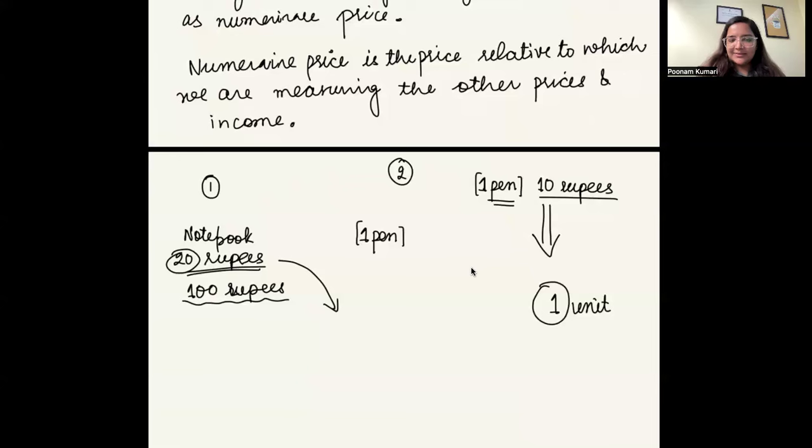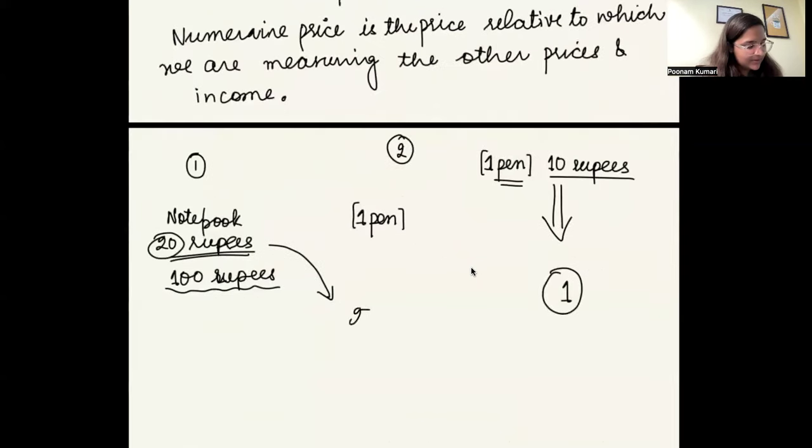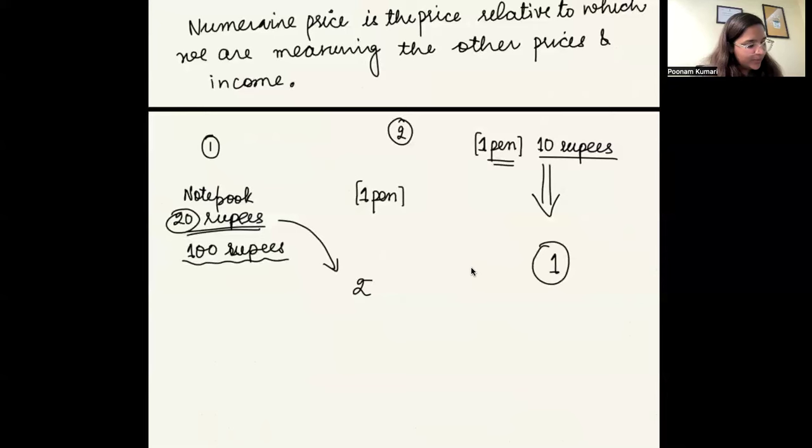Should we tell in terms of 10 rupees or 1 rupee? So 1 unit. To avoid the confusion, let's say from today onwards my currency is the pen, and 10 rupees equals 1 pen. My currency is 1 pen. So how much is my notebook worth? 2 pence. This is 1 pen.